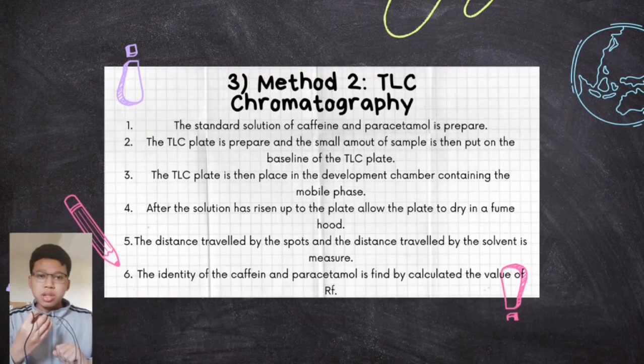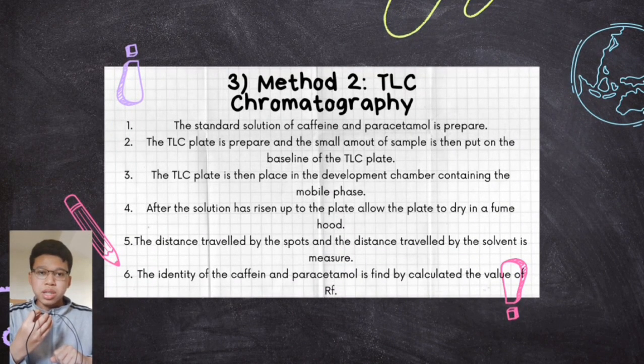The second method is called ultraviolet TLC chromatography. This method requires TLC plates and a UV lamp for detection of caffeine and paracetamol. A standard solution of caffeine and paracetamol is prepared, and the TLC plate is prepared too. Then a small amount of sample is placed on the baseline of the TLC plate using a capillary tube. The TLC plate is then placed in a development chamber containing the mobile phase, and the solvent is allowed to rise up the plate.